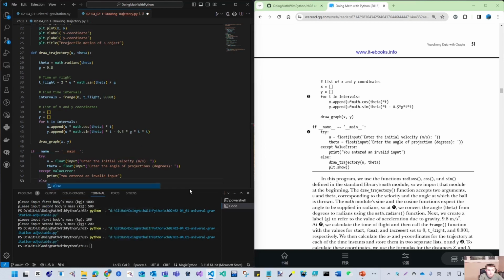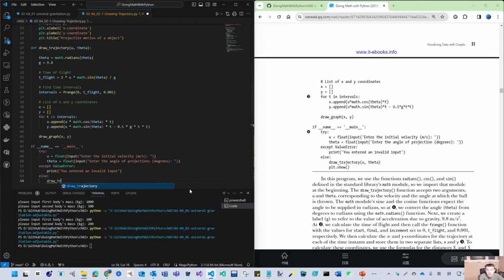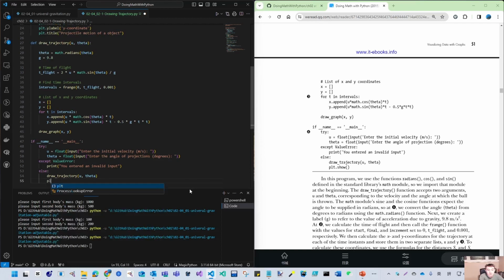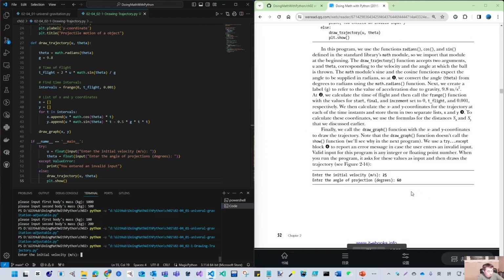And else, try, except, else. If not a value error, that means I will start to draw the trajectory with inputs u and theta. And after that I will show that. So I think everything is okay. Now input this. Let's see what the inputs were.